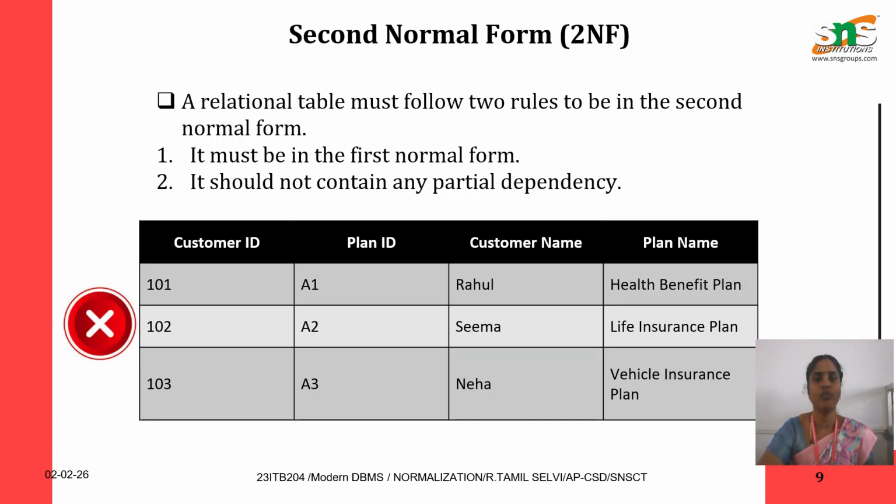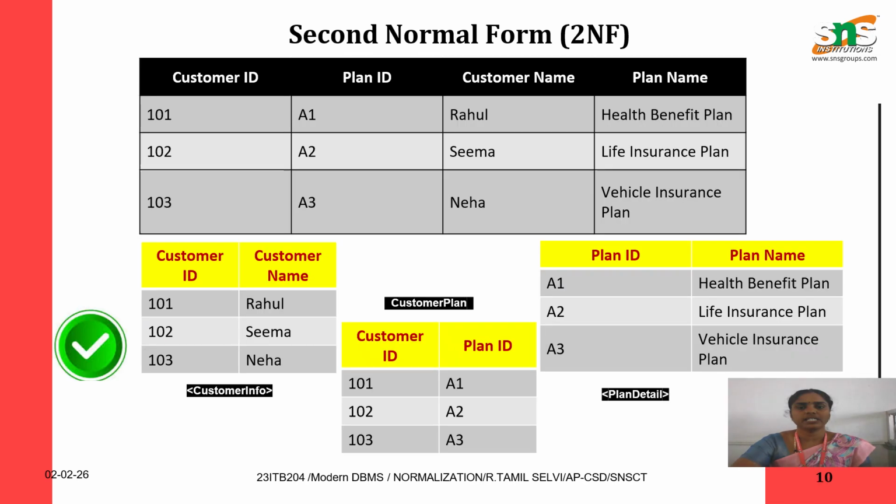The rule of second normal form is that the table must be in 1NF, that is first normal form, and no partial dependencies should exist. Consider this example. In the table, the prime attributes are customer ID and plan ID, because the customer ID determines the customer name, and the plan ID determines the plan name. So there is a partial dependency in the table. So we have to eliminate the partial dependency.